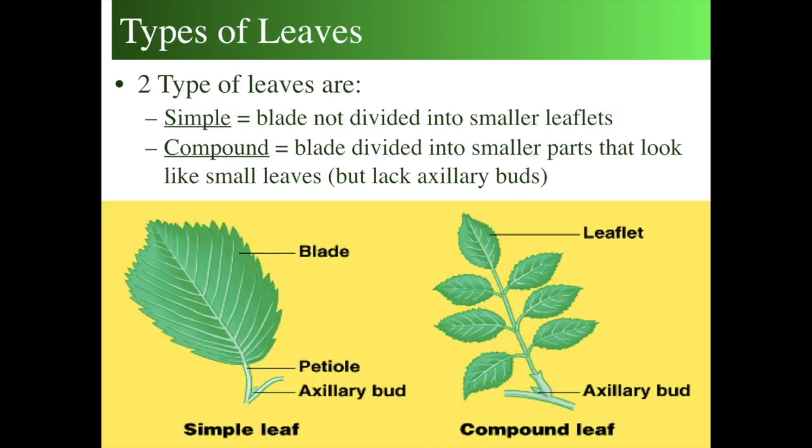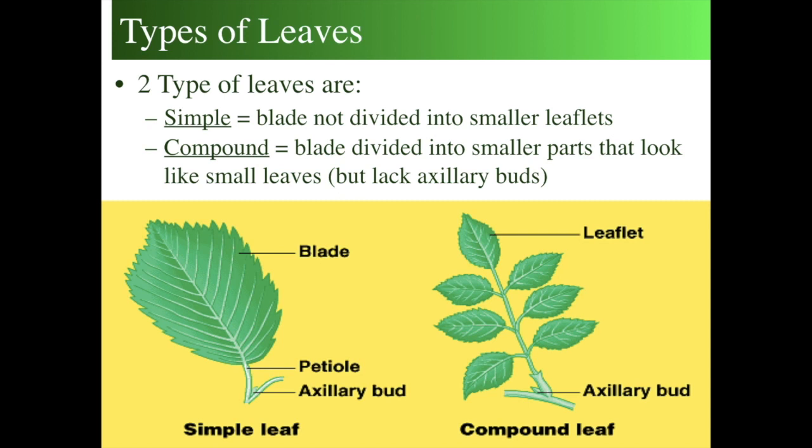Leaves are divided into two types, simple leaves and compound leaves. Simple leaves are not divided into smaller leaflets, while compound leaves are divided into these leaflets. They look like smaller leaves attached to a branch, but this is not a branch. The reason for this, and how we know it's a leaf, is because of the axillary bud.